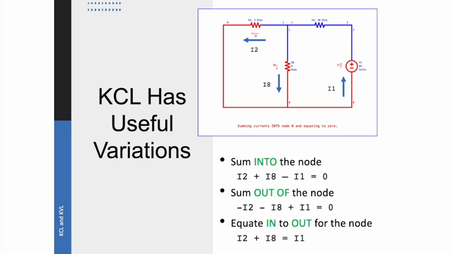There are a lot of variations to KCL. We can sum into the node as we just did. We can sum out of the node. Algebraically, we would get the negation of each of the quantities in the prior example if we were summing out of. And equating innies to outies is another convenient way to do it. You just work with the current direction arrows the way they're given in a current problem. I2 and I8 are going in. I1 is going out. Innies equal outies. Easy.